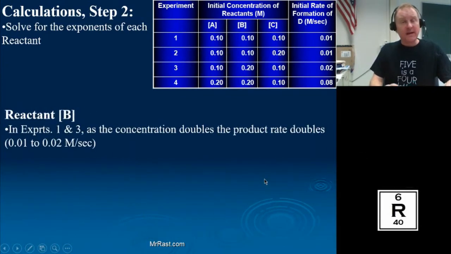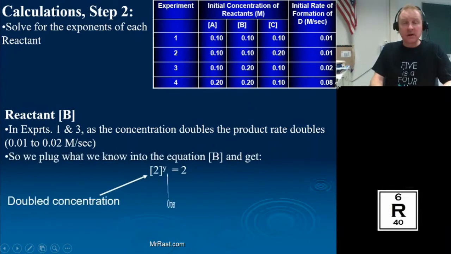With B, we said that we're going to use experiments 1 and 3. Between 1 and 3, remember A is the same, C was the same, but B went from 0.1 to 0.2. So using 1 and 3, we can say that the change in rate is only because of the change in the concentration of B. It went from 0.01 to 0.02. So as the rate doubled, the concentration also doubled.